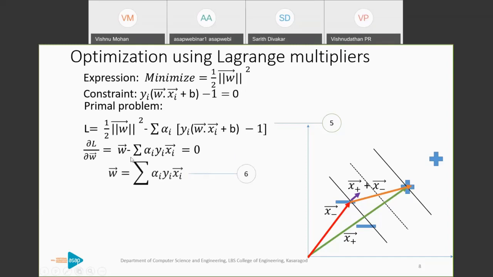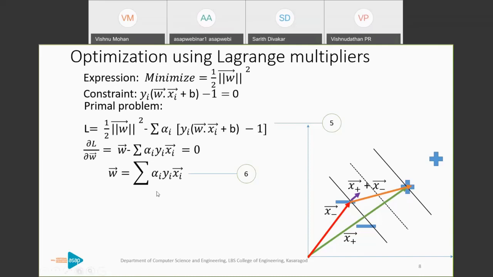So I'm writing in this form. Now your W is the summation of alpha i, yi, xi. What is that? It is the linear sum of all the samples multiplied with the Lagrange multiplier and the labels.